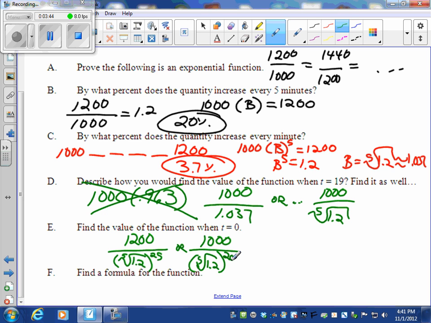Or, better yet, if you're more kind of algebraic in your thinking, you can go back to the general form, a, b to the x, right? You need an A. That's really what you're looking for. That's really what this is asking. You've got B, 1,000 divided by the 5th root of 1.2.